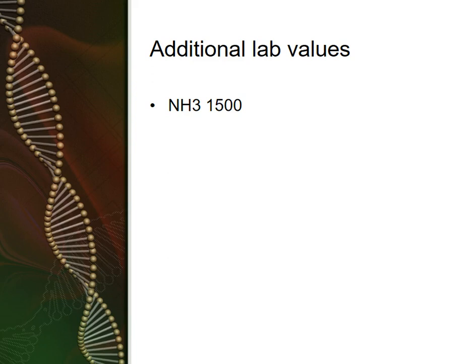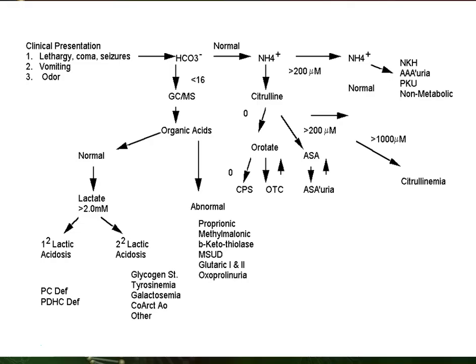The ammonia is 1500. As stated earlier, normal is less than 60. So we have a lethargic baby with some vomiting. He's not acidotic, but his ammonia is very elevated. So it's probably one of these.